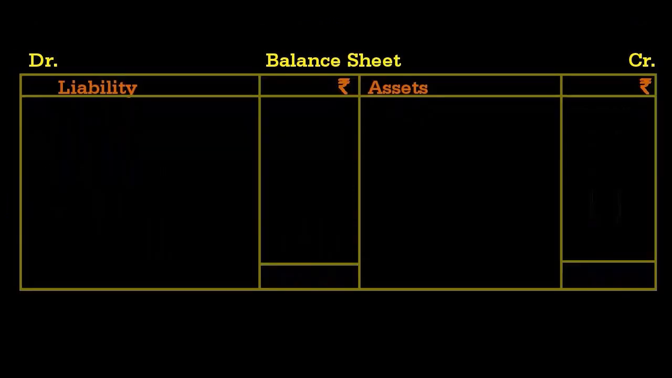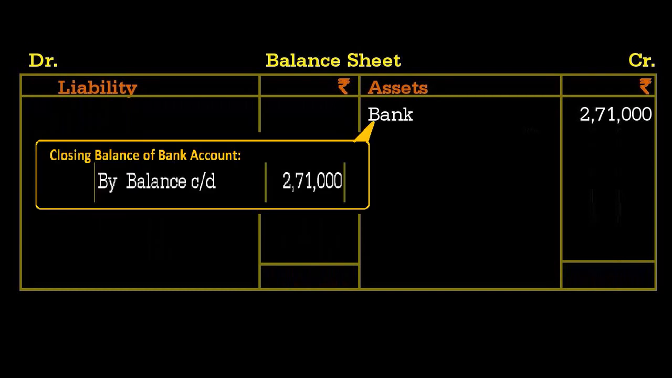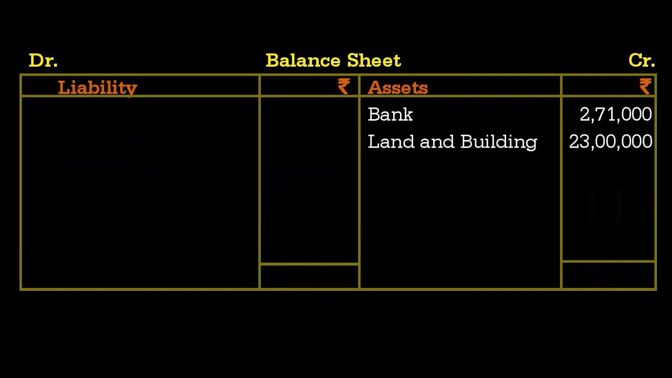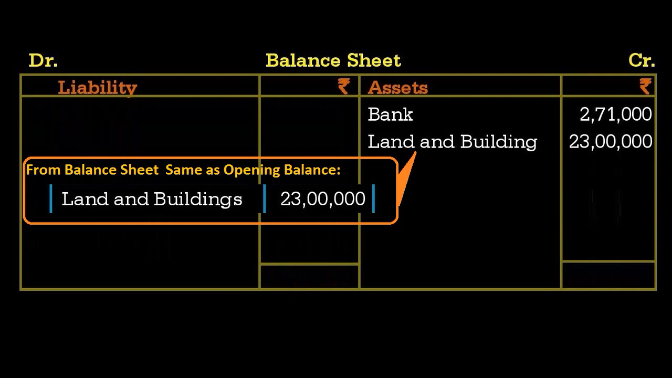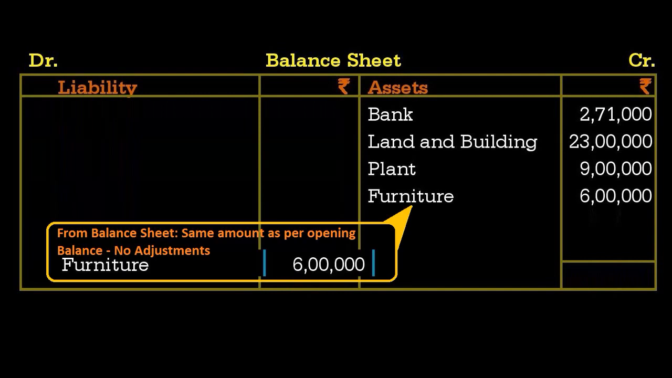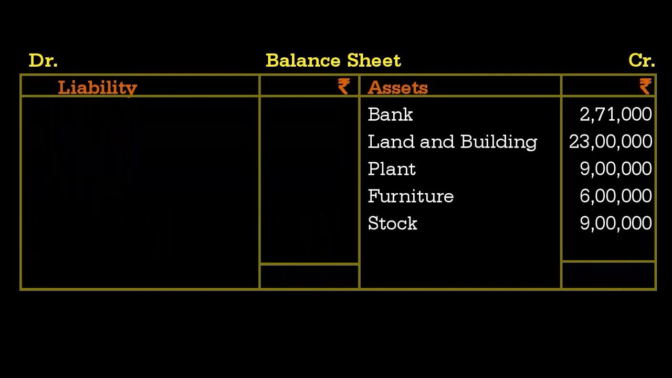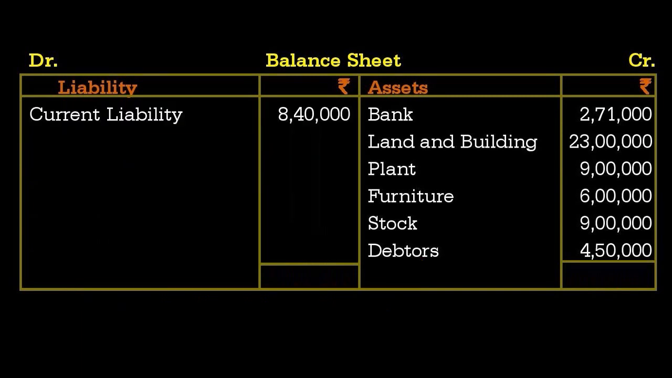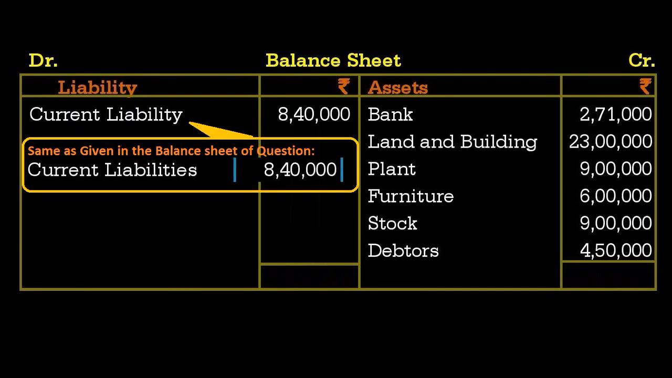Now we'll write the new balance sheet. In the new balance sheet, first we write bank. Bank as per the bank account, final balance is 2,71,000. Land and building as it is in the previous balance sheet, 23 lakhs. Plant as it is in the balance sheet, 9 lakhs. Furniture same, no change. Stock same, no change. Debtors as it is, no change. We'll go to the liability side. Current liabilities as it is, no change.